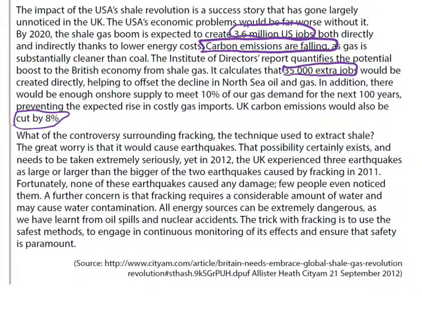The controversy is it would cause earthquakes, a potential negative externality. The possibility certainly exists and needs to be taken extremely seriously. Yet in 2012, the UK experienced 3 earthquakes larger than the 2 caused by fracking in 2011, and none of these caused any damage. So even though there's potential for negatives, currently they didn't cause any damage. Few people even noticed them. A further concern is it requires a considerable amount of water and may cause water contamination. Maybe a better one to analyse as a negative externality. We've already learned from oil spills and nuclear accidents. The trick with fracking is to use the safest method and engage in continuous monitoring of its effects to assure safety.